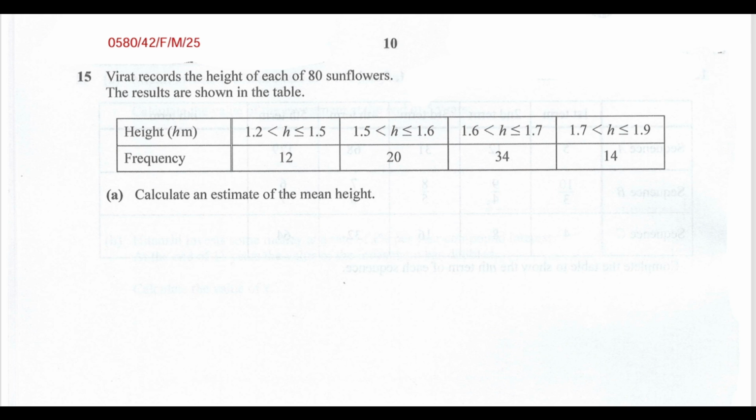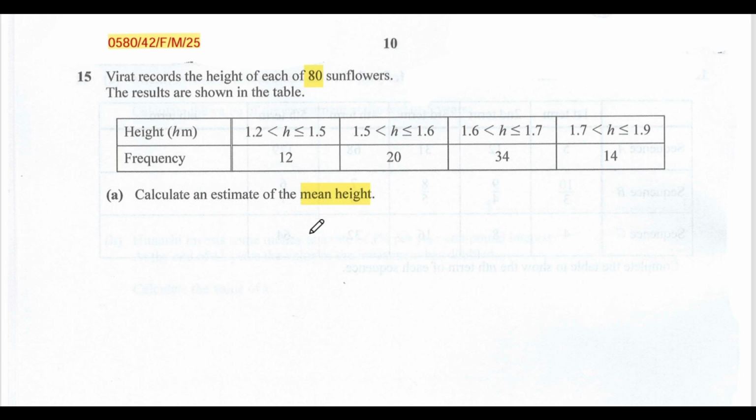In today's video, we will do the remaining questions of course code 0580. It's paper 4, February-March 2025, variant 2. Question number 15 says, Virat records the height of each of 80 sunflowers. The results are shown in the table. So here we have the results. Calculate an estimate of the mean height.